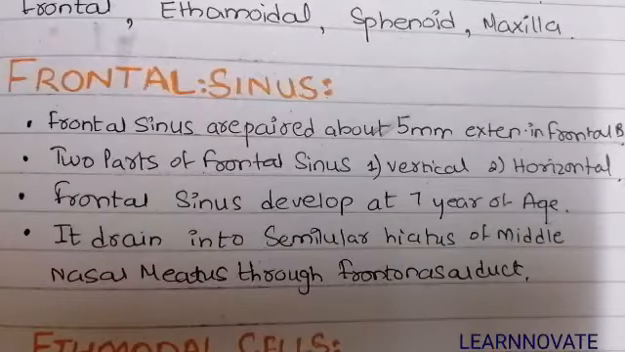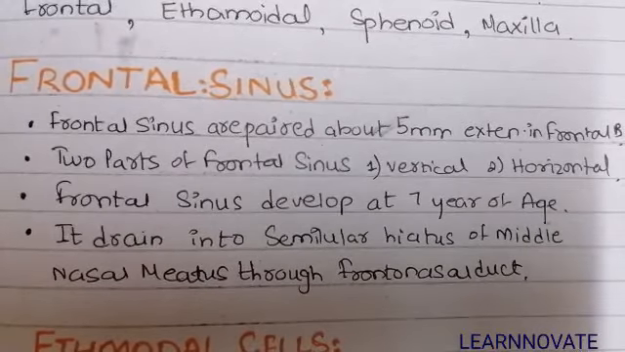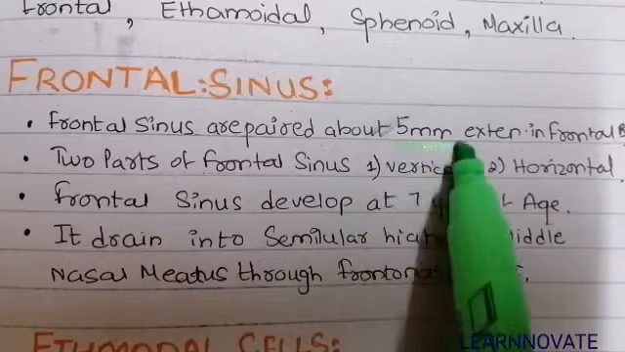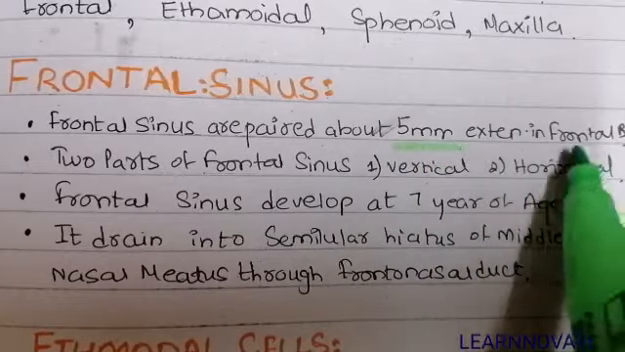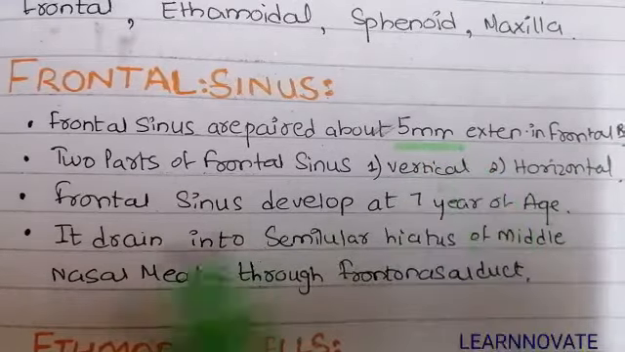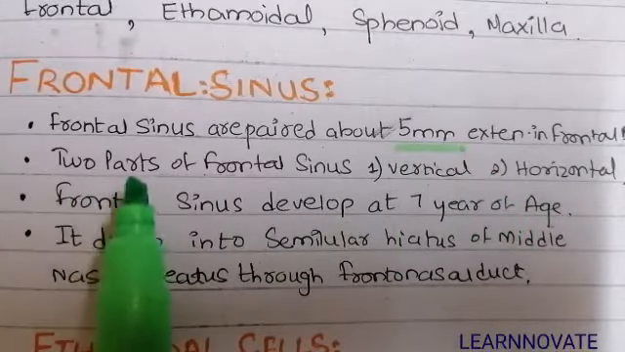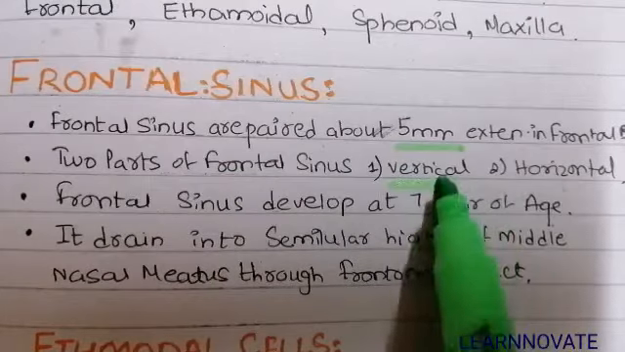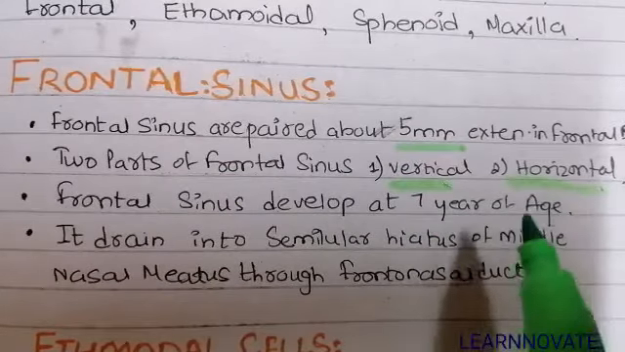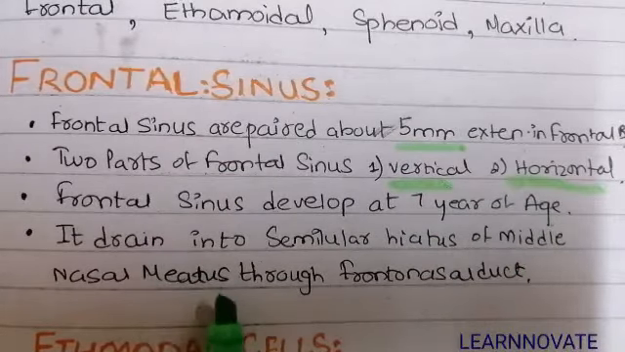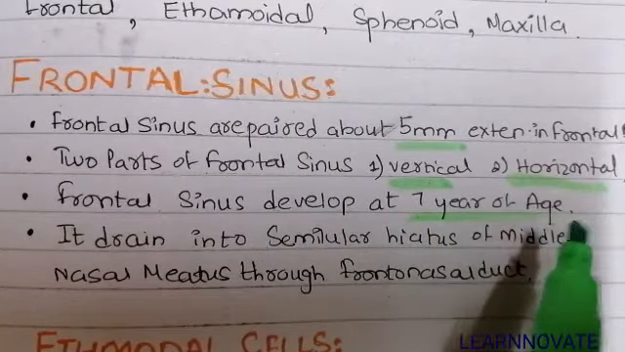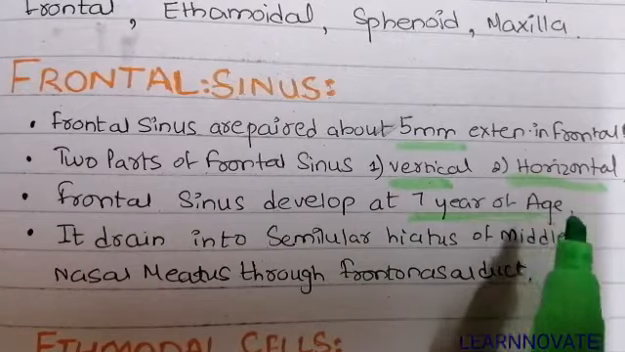So the first sinus is the frontal sinus. The frontal sinus is paired and it is about 5 mm in diameter, and it extends into the frontal bone that we have seen in the diagram. Then there are two parts of the frontal sinus. One part is vertical and the other part is horizontal. The frontal sinus develops at the 7th year of age. In the fetus, you can see the frontal sinus at the 7th year of age.